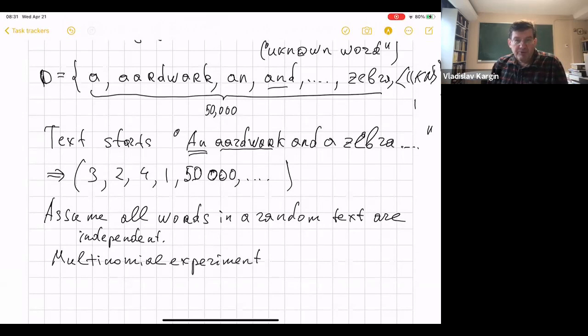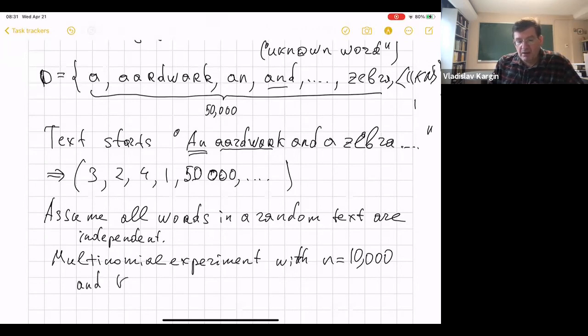So now what's the number of the trials? Well, it's the number of words in a random text. In our case, we assumed that all texts have 10,000 words. Now, what's the number of the categories? The number of the categories is the number of all possible words, and we assume that this is equal to 50,001. So k is equal to 50,001.